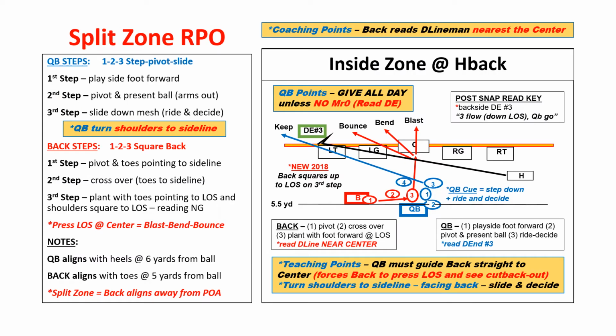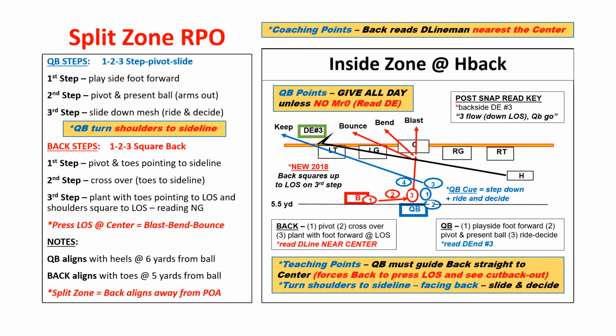So here's the backfield action for split zone RPO. What we're going to do with the quarterback is we call a step down right into side, where they're actually going to step forward with the foot opposite of the back, but then they're going to go ahead and turn their shoulders so it's facing that running back and then ride him down into the line. The reason we do this is because eventually we're going to make this a post-snap read on that defensive end where the quarterback can keep it out the back door. This is all pre-snap for pass, but all post-snap for run then.